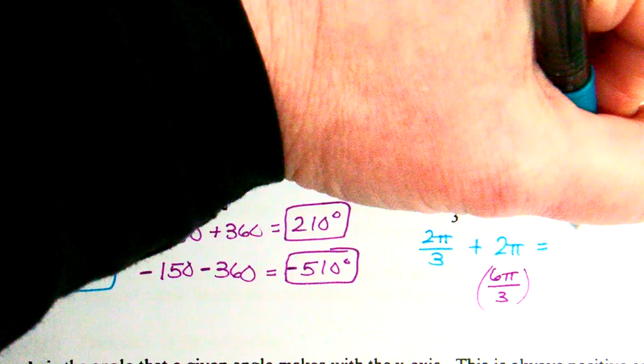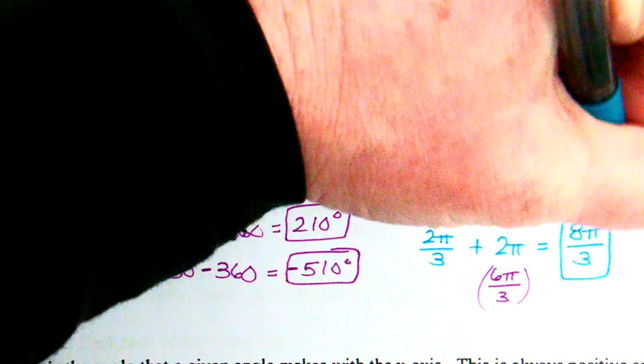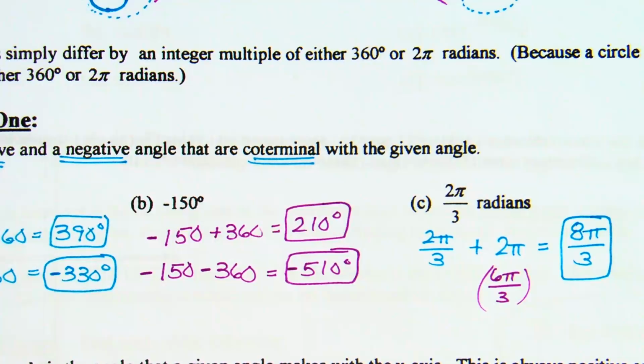And realize, are you guys realizing the pi's are just along for the ride? It's just kind of like taking an x along. You're just worried about how do we add 2 thirds and 6 thirds. 2 thirds and 6 thirds is 8 thirds. Tack the pi back on. Other way now. That gave me my positive coterminal.